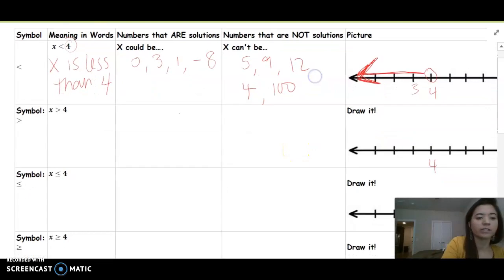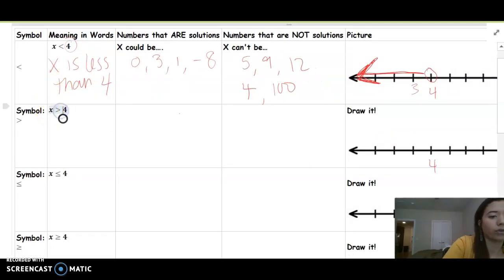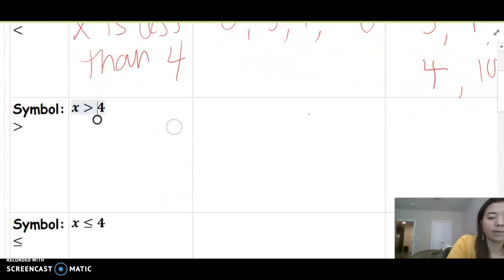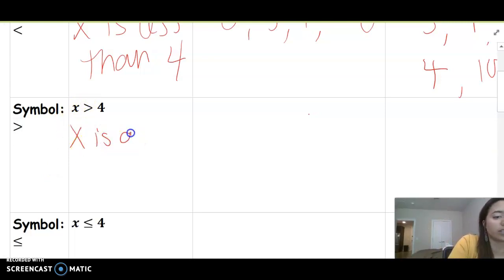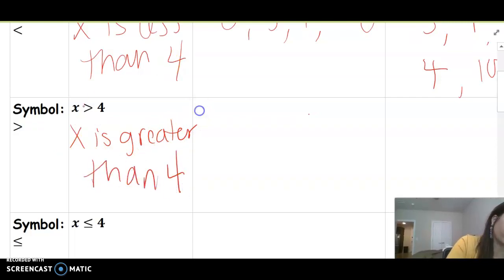Next one, we have x is greater than 4. During this time, if you need to pause me, rewind me, do whatever you've got to do. Make sure you get this page completely filled out. So this is x is greater than 4. The bigger side of my sign is on the x, which means x is the bigger number.